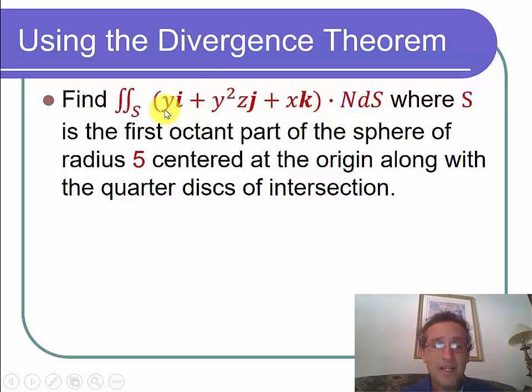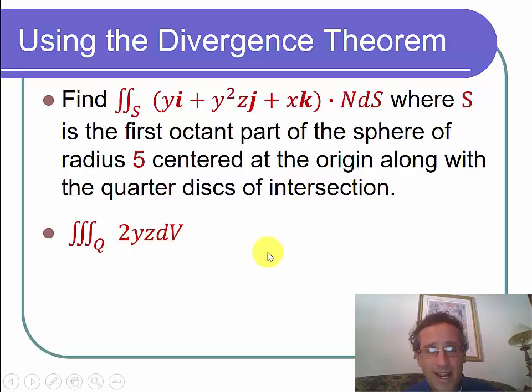The partial derivative of the first component with respect to x is just 0. The partial derivative of the second component, y squared z, with respect to y is 2yz. And the partial derivative of the third component, x, with respect to z, is just 0. So the divergence will be 0 plus 2yz plus 0. So the divergence theorem tells us that this flux integral is equal to the triple integral over the solid Q of 2yz dv. So now let's work this out.